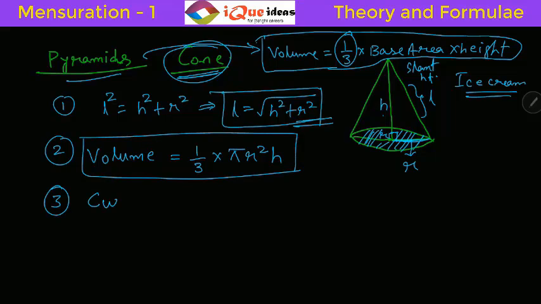Then comes the curved surface area, only the curved surface area. In short, it is also called CSA. Now this curved surface area of a cone is calculated as a direct formula pi r L. This L is the slant height.